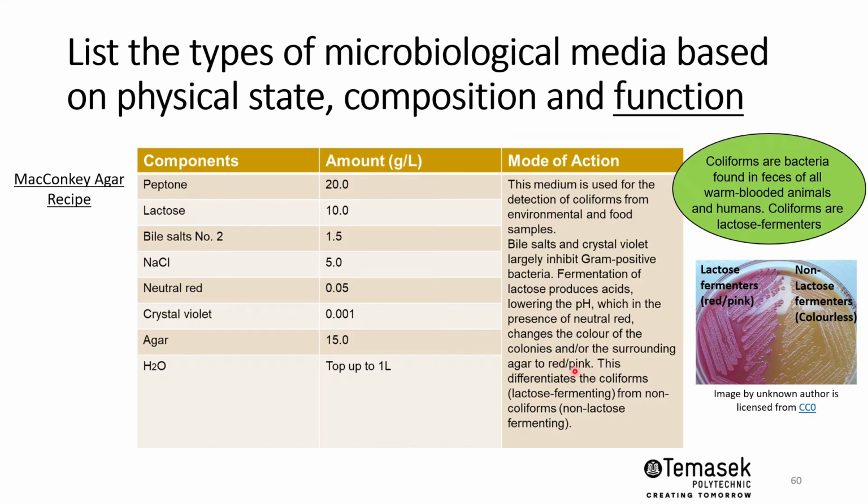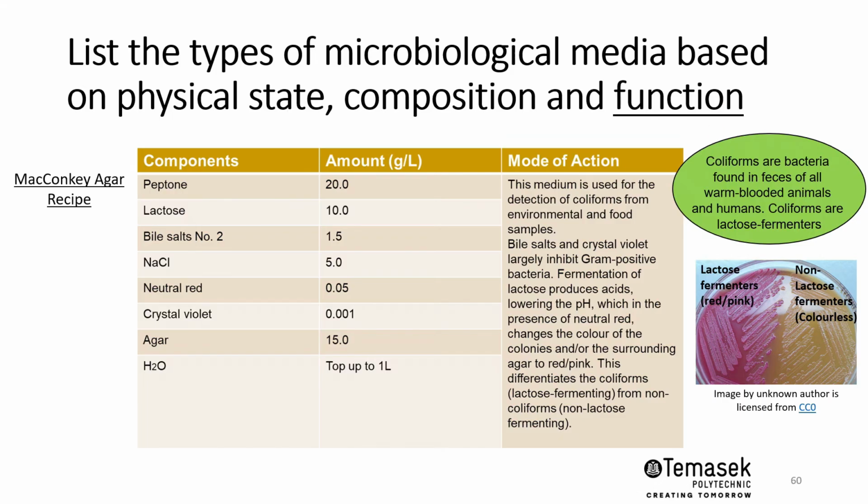All right, so this allows us to differentiate between the lactose fermenting coliforms, which are often gram-negative in nature, from the non-lactose fermenting coliforms. On the right here, you can see they appear as red or pink colonies. Those are the lactose fermenters. These are your coliforms that are gram-negative, as well as your non-lactose fermenters, which are colorless in nature. So essentially, this is how a differential media will work.